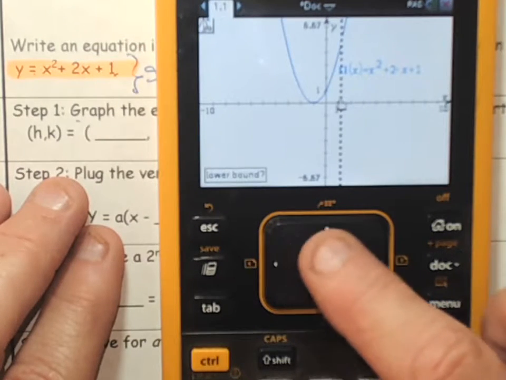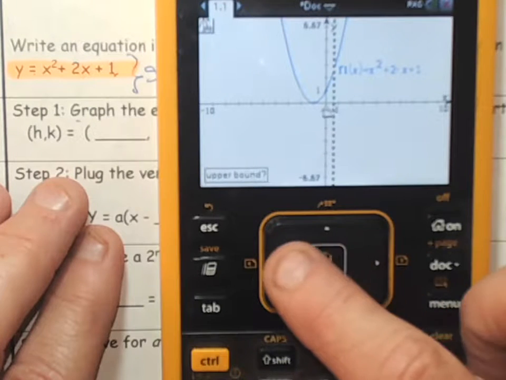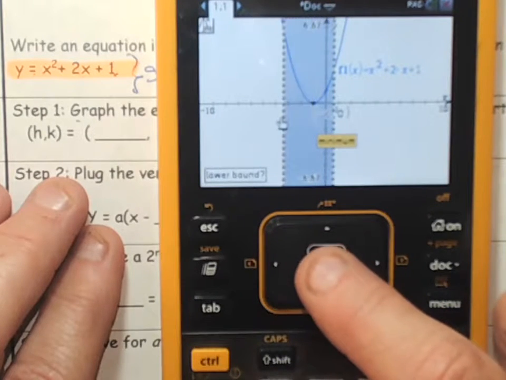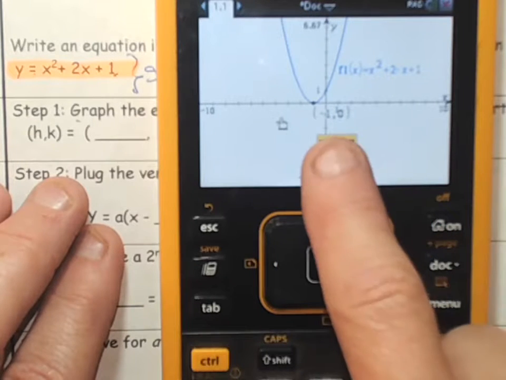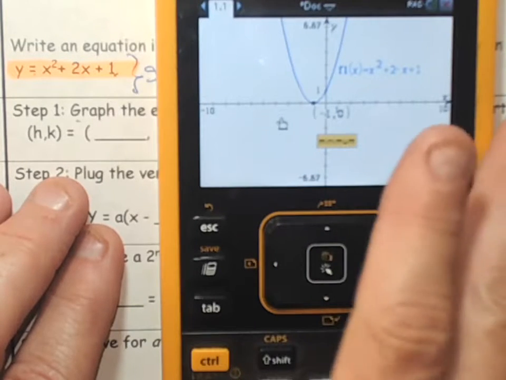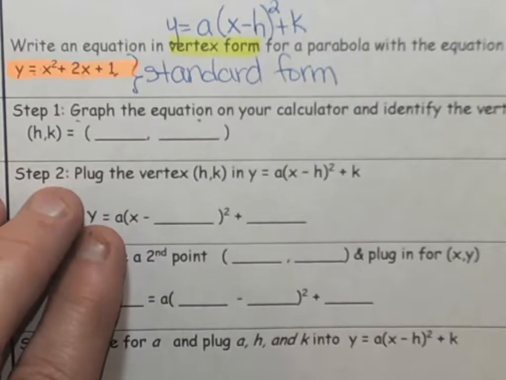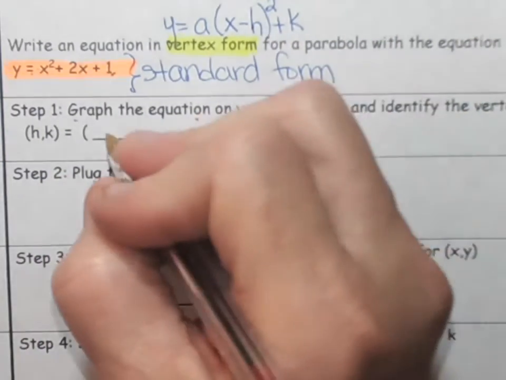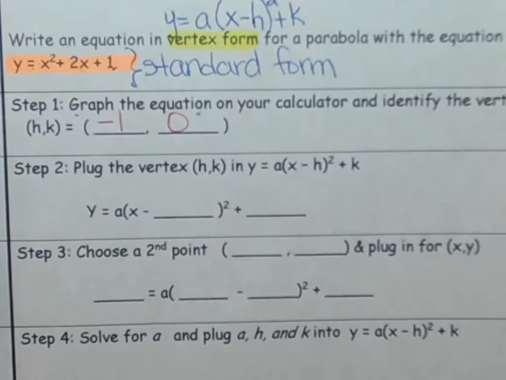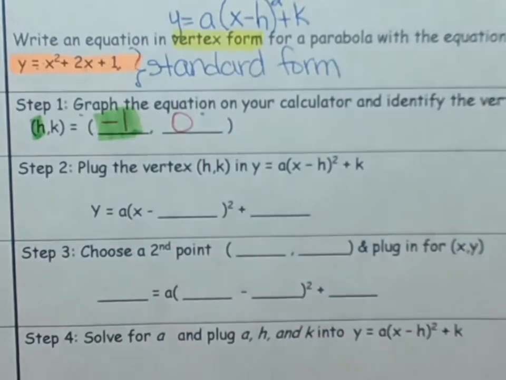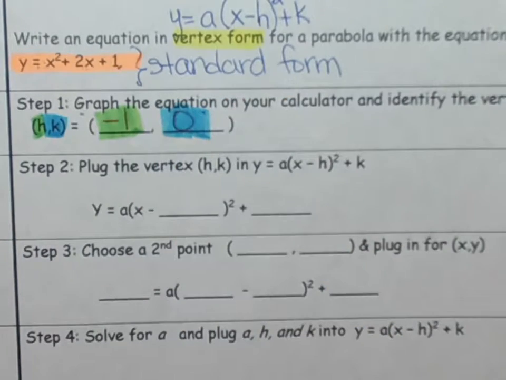We move this closer over to our parabola. You click, and then you move until it's in your shaded area. As soon as you see the word minimum, you click, and it tells you it's negative 1, 0. So our vertex is the point negative 1, 0. Our h is negative 1, and our k is 0. That's our h and our k.